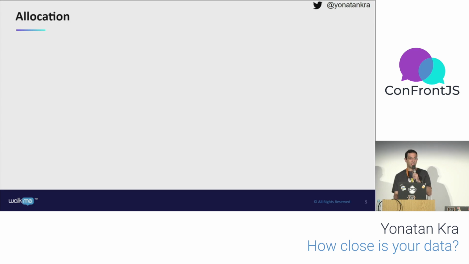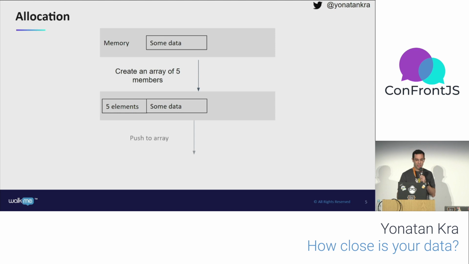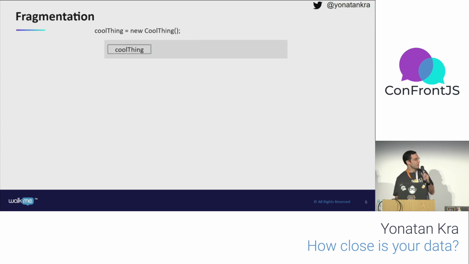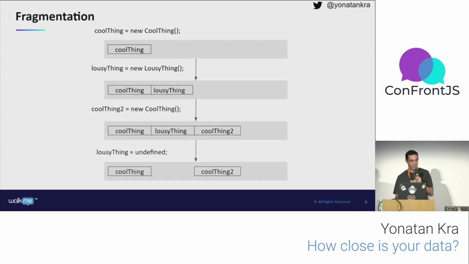So what's memory allocation? Let's say you have some data, and you create an array with 5 elements, and then you push to the array a new element. So the JavaScript engine or the operating system needs to find a new place in memory for your 6 elements. Fragmentation in memory is when you do a lot of create and delete. So we created some stuff, and then we delete something, and our memory is fragmented. So these are allocation and fragmentation.